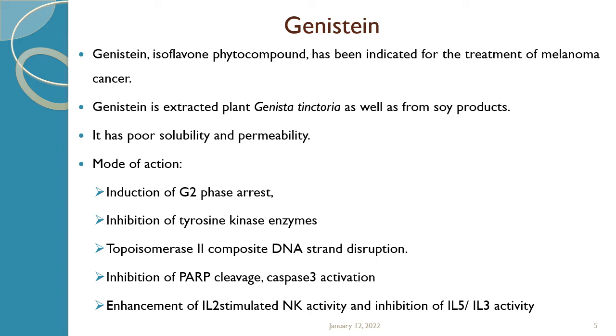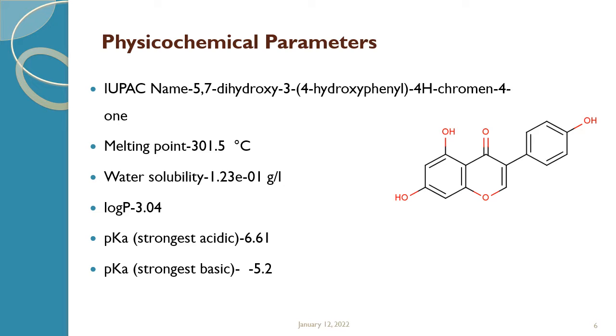And for this, we have chosen one phytochemical, that is genistein, and it is an isoflavone phytocompound, and it has already been indicated for treatment of melanoma cells. So these are the physicochemical parameters of our drug, and from the log P value we can see that this drug is lipophilic in nature. So lipophilic drug delivery carriers can easily be prepared for its entrapment.